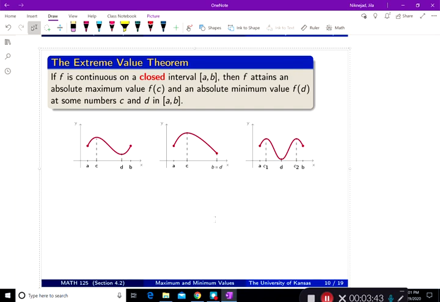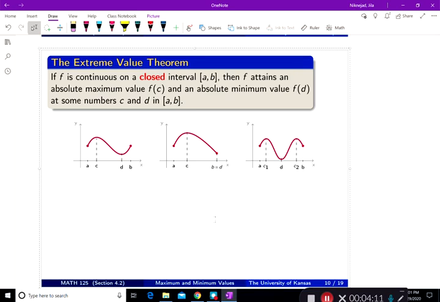So when you're modeling in the real world, modeling with mathematics, you want to know when the optimal situation is happening. These two theorems are going to give you methods that we learn, one of them in this section and the others in the following sections, to find a maximum and minimum value of the function.